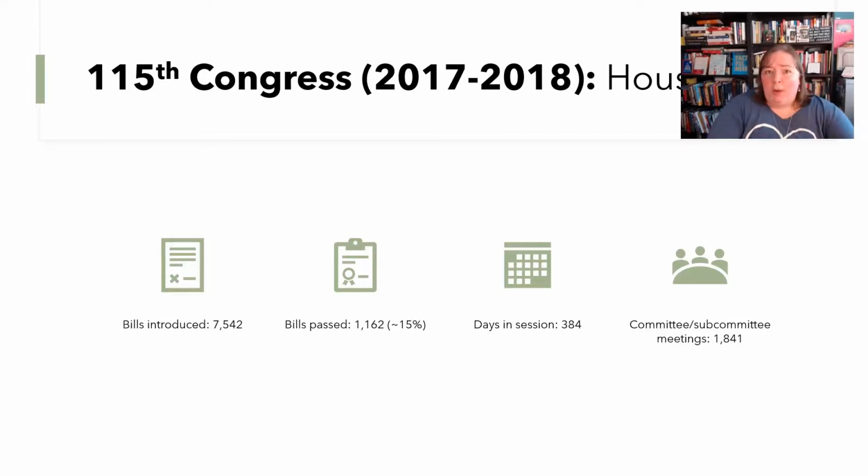I want to give you some quick statistics about the most recent full 2-year term of the House and the Senate. So in 2017-2018, the 115th Congress, in the House, they introduced 7,500 bills, of which about 15%, or about 1,100, passed. Over the course of those 2 years, they were in session for a total of 384 days. So those are days where meetings are happening, business is happening in Washington, D.C. So that's what, like 190 or so per year.